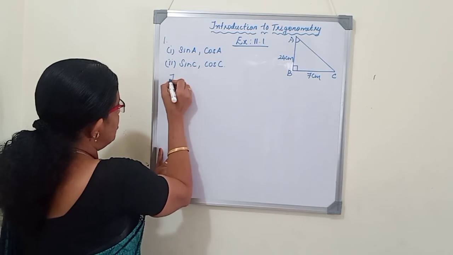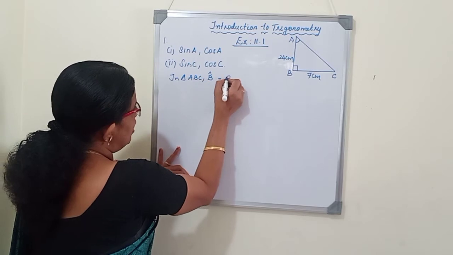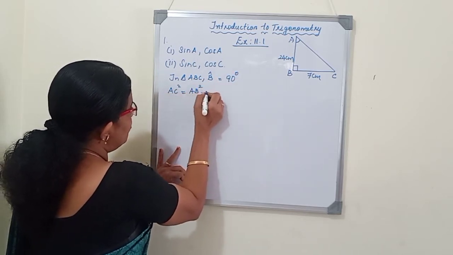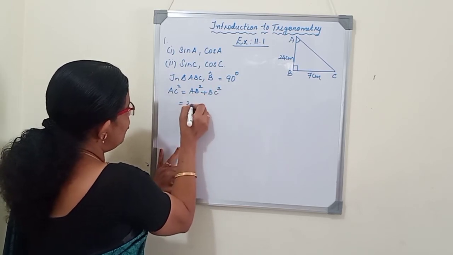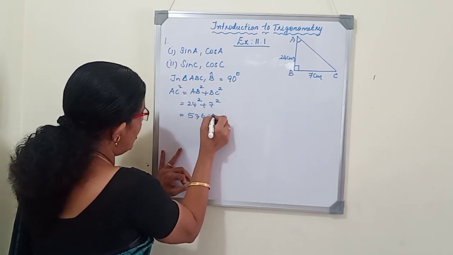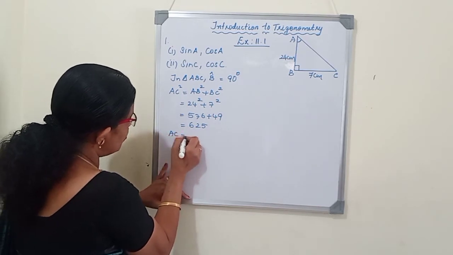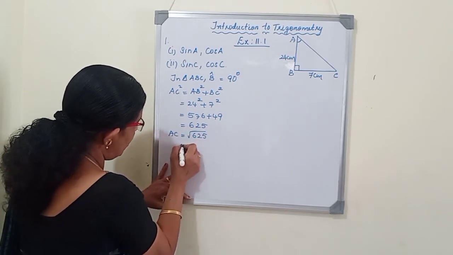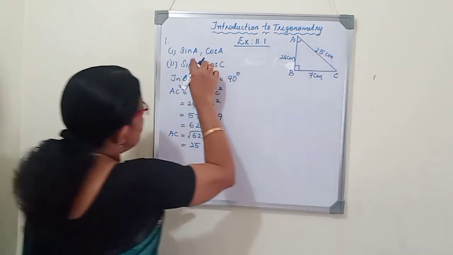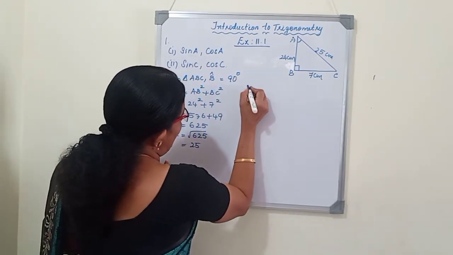So we will apply Pythagoras theorem in triangle ABC. In triangle ABC, B is 90 degrees. AC square equals AB square plus BC square, which is 24 square plus 7 square. 576 plus 49, it is 625. Therefore, AC equals square root of 625 and it is 25. So we got the hypotenuse 25. Now we can easily find sin A, cos A, sin C and cos C. First we will see sin A.